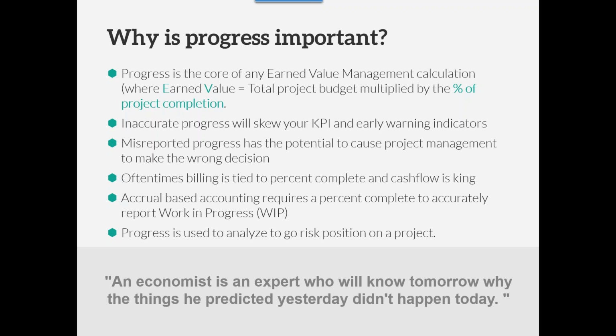And what I see over and over on projects is, whether you're over-reported or under-reported, inaccurate progress will skew your KPIs and early warning indicators, which at the end of the day are the metrics that project management uses day in and day out to make the best informed decisions they can at the time. If for whatever reason the inputs are wrong, or the EV calculations and KPIs being reported are wrong or cannot be explained, we often see inaccurate decisions being made, which cost the project time and money.